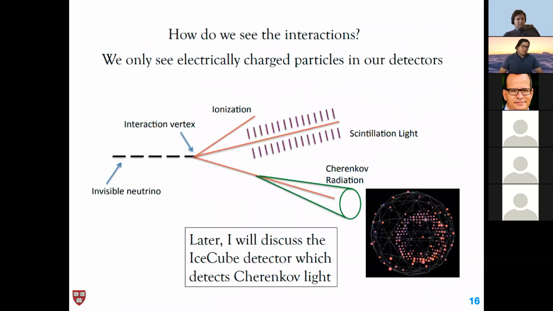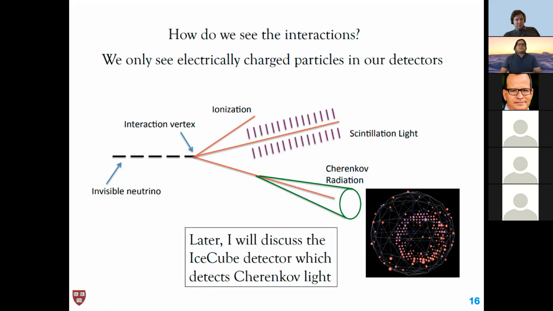So we do not see the neutrinos because the neutrinos are neutral particles. What we can see in our detectors are going to be charged particles. And we can see them in multiple ways. We can see a neutrino coming along and it has some interaction. You have a charged current interaction, for example, making an electron or a muon. And then those charged particles will emit light in various different ways. They can ionize material, they can emit scintillation light, and in particular, they can also emit Cherenkov radiation.